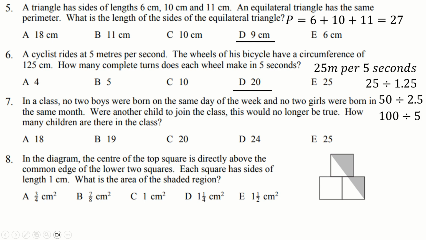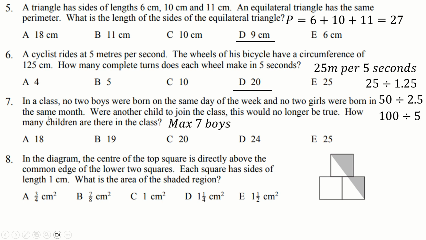In a class, no two boys are born the same day of the week. So the question is about maximizing the number of kids in the class, like how many at most there are. So if no two boys are born the same day of the week, at most there are 7 boys because they could all just be born on different days. You could have 5 boys born on different days, but at most there are 7. The minute you have an 8th boy, he has to be born on the same day as another one that you've already got. It's called the pigeonhole principle, just in case you want to look it up.